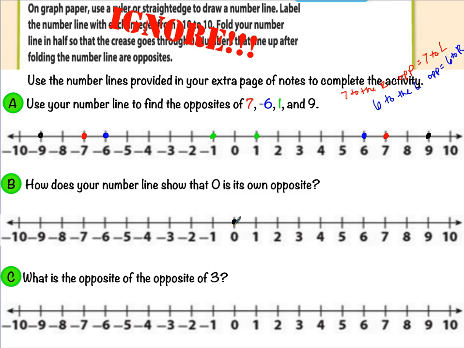All right, and then what is the opposite of 3? So what is the opposite of 3? Go ahead and take a minute and give it a shot and come back and check your answer. All right, so you should have found that 3 would be here, so it's 3 spaces away from 0 to the right. So 3 spaces away from 0 to the left would be -3. So the opposite of 3 is -3.